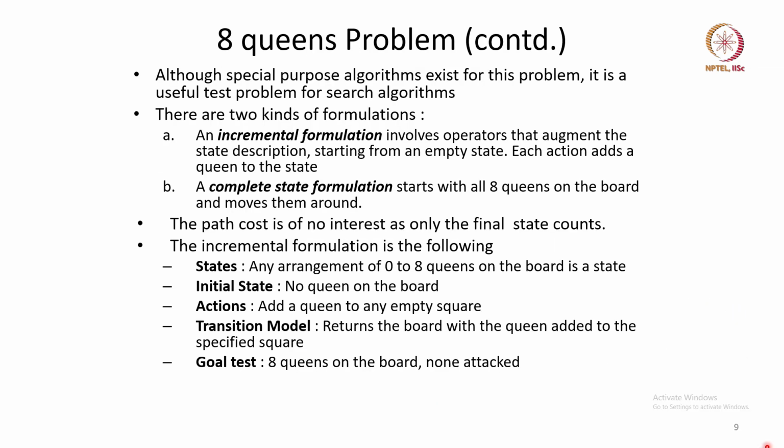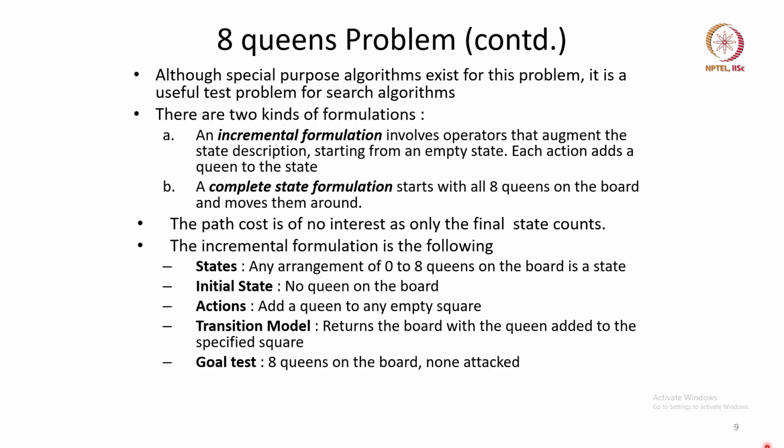Like they say, there are two types of formulation, incremental formulation and complete state formulation. So it depends on what you are trying to use. If we look at the incremental formulation, we start putting queens on the board from the left column and move towards the right. And every time we put a queen on a particular column, we try to put it such that it is not attacked by any queen before that, right? And here we are not worried about the path cost because we only want the final state, so the path cost is of no interest over here.